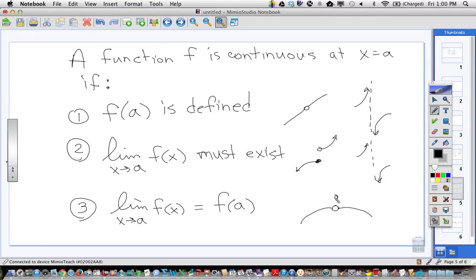Yeah, this one we've been talking about, right? This would violate that situation. The limit would exist, so number 2 would be okay. The cars meet. Number 1 would be okay because there is an output, but they're not equal. And that, again, is clearly not continuous. We'd have to lift our pencil at that point. That's not continuous.